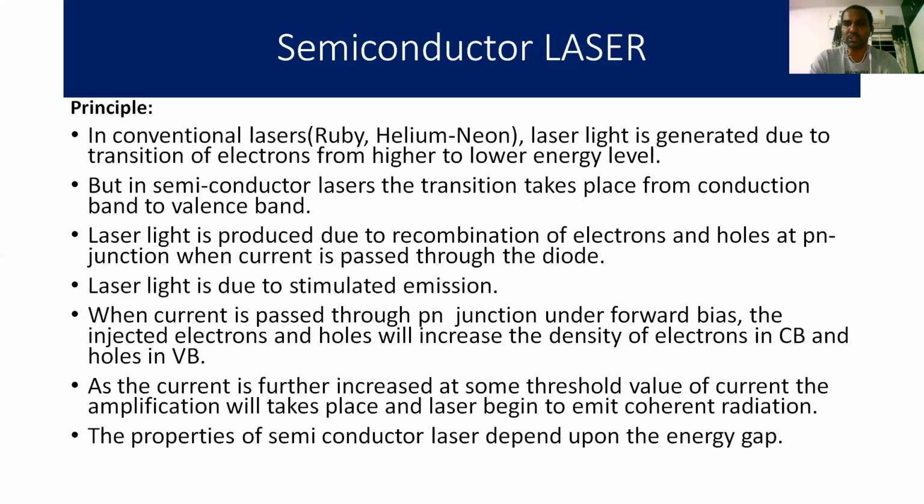Wherein current is passed through the p-n junction under forward bias, the injected electrons and holes will increase the density of electrons in the conduction band and holes in valence band. This is quite similar to the generation of charge carriers. As the current is further increased, at some threshold value of current, amplification takes place and laser begins to emit coherent radiation. So the properties of semiconductor laser depend upon the energy gap.